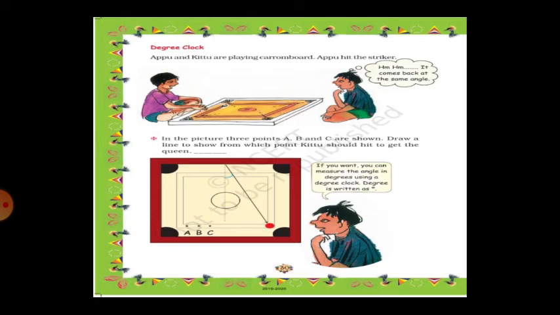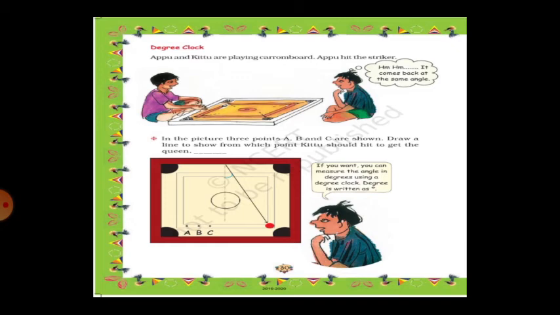Appu hit the striker. It comes back at the same angle. See, if you are playing carom board and you hit the pawn, then there also it will form an angle. So that is what they are discussing. In the picture, 3 points A, B and C are shown. Draw a line to show from which point Kittu should hit to get the queen.